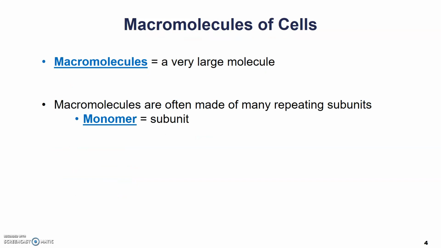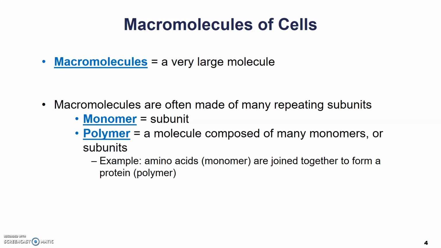One specific type of organic molecule is what are known as macromolecules, or very large molecules. Since these macromolecules are so large, they're often made up of many repeating subunits. Each one of these subunits is called a monomer. When you put a bunch of monomers together to make a larger molecule, it's what's known as a polymer. In terms of the macromolecules we're going to talk about today, proteins are the polymers that are made up of many subunits or monomers of amino acids. Those amino acids join together to make a protein. Monomers join together to form polymers.